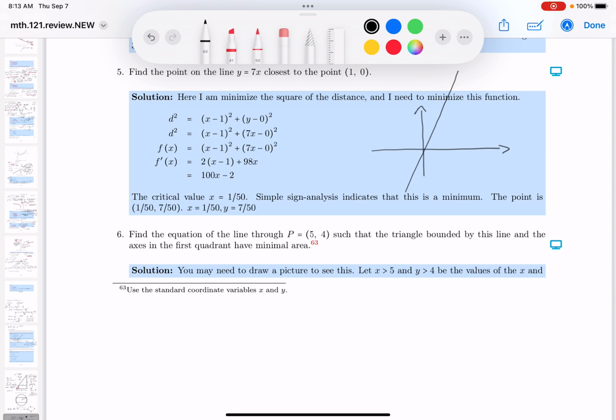And the point's going to be of the form x. I don't know what x is yet. And the other thing's going to be 7x. That's what the y coordinate's going to be. And I want it closest to the point, let's see, (1, 0). So I'm going to say (1, 0) is over here somewhere.